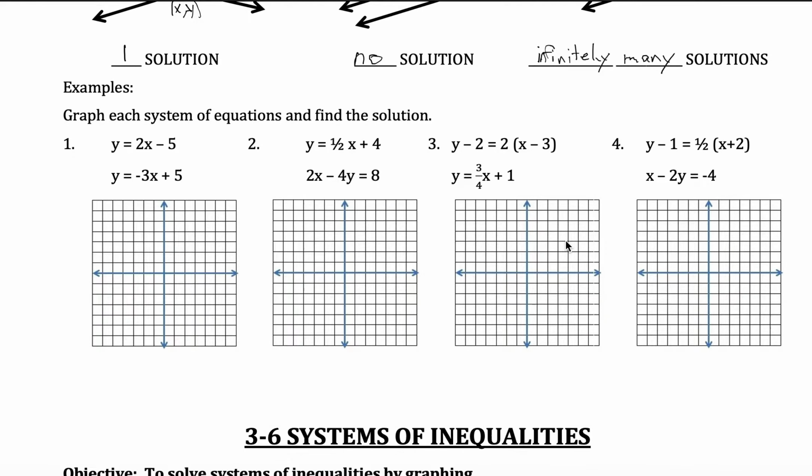We're going to graph the system of equations. So we're going to graph the two lines, and then we're going to find the intersection point, and that would be the solution. So taking a look at our first graph here, we have y equals 2x minus 5. This means that our y-intercept is going to be 0, negative 5. So we can go ahead and plot that. 1, 2, 3, 4, 5. And then we're going to use our slope of 2. So we have 1, 2, point. 1, 2, point.